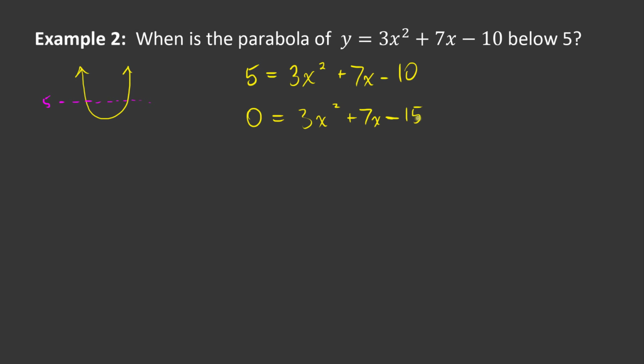The hope is that it would factor. 3 times negative 15 is negative 45. The factors of 45 that add to 7? Not going to happen, because it doesn't factor. So what we're going to do now is complete the square and solve, right?